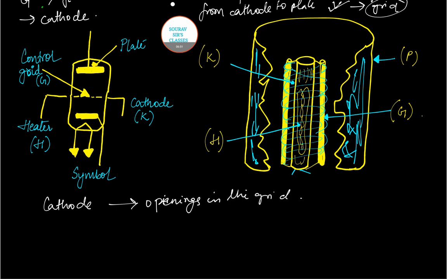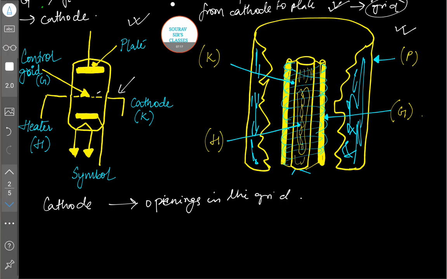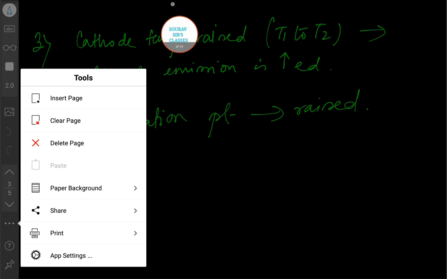So this, as I've said, is the cutaway view of the triode, whereas this shows its symbol. The dotted line between the plate and the cathode in the symbol represents the control grid. Next we move on and we will talk about the working of the control grid. For this purpose we need to draw a diagram.